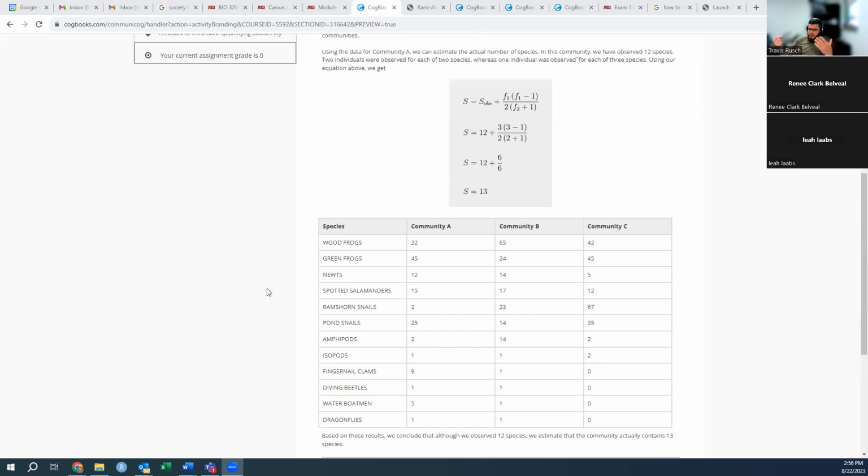Yeah, exactly. It has to be at least your S observed, because you can't observe 5 species and estimate that there's only 4 there, right? Because we saw 5 in our traps. So yes, it will always be at least your S observed, and sometimes it will be greater than that. Sometimes it'll be exactly your S observed. If you have no rare species, like nothing had a 1 or a 2, you're just going to estimate that it is what you observed because you caught multiples of everything.